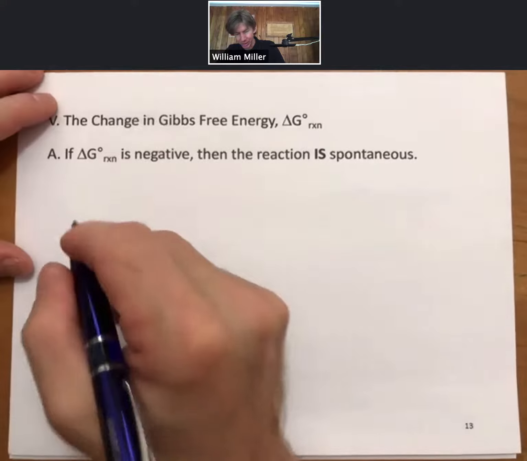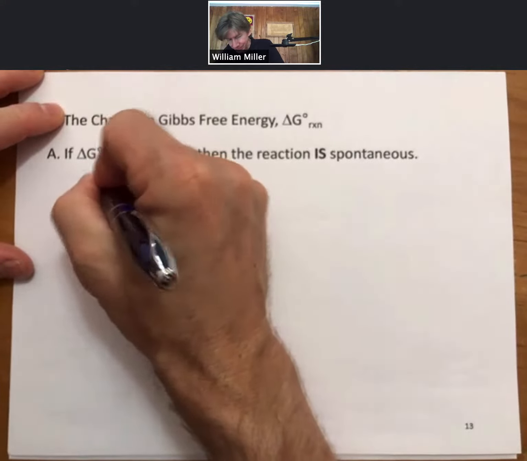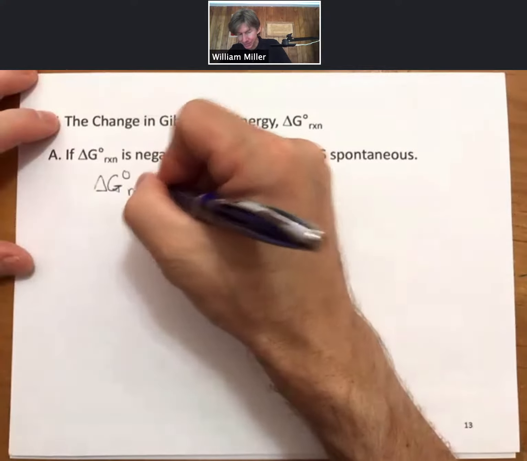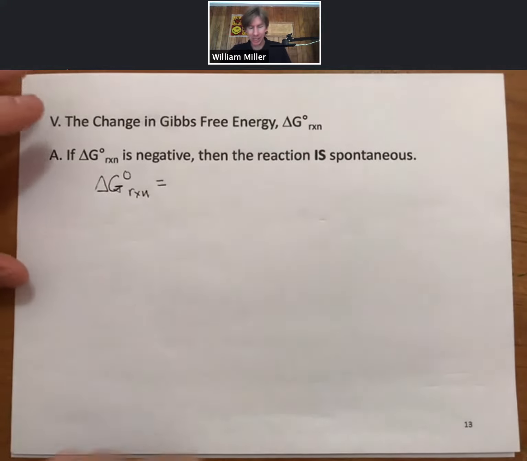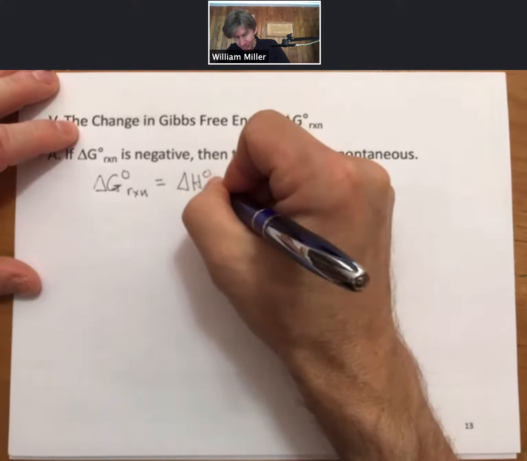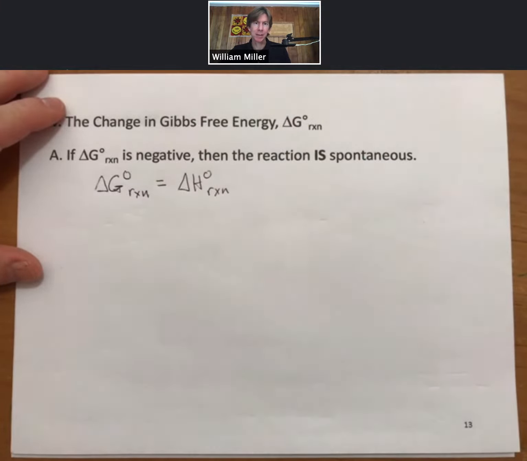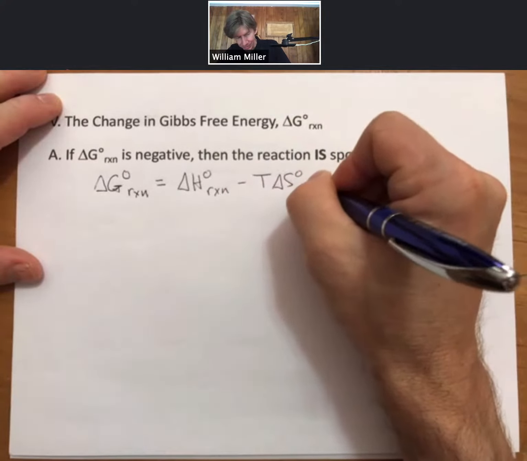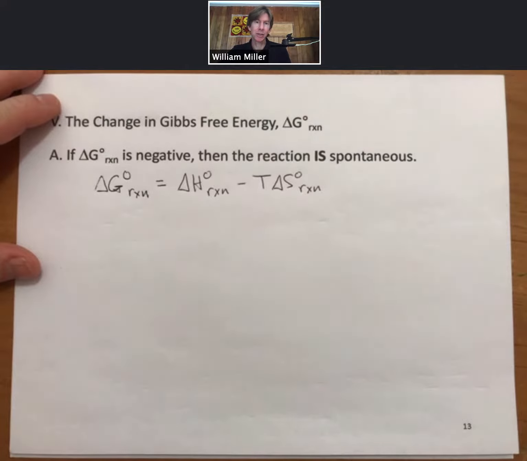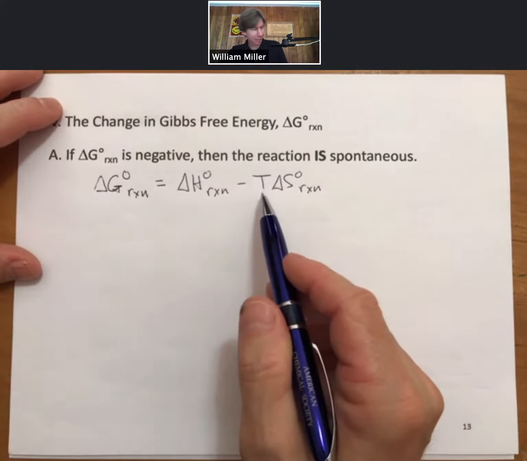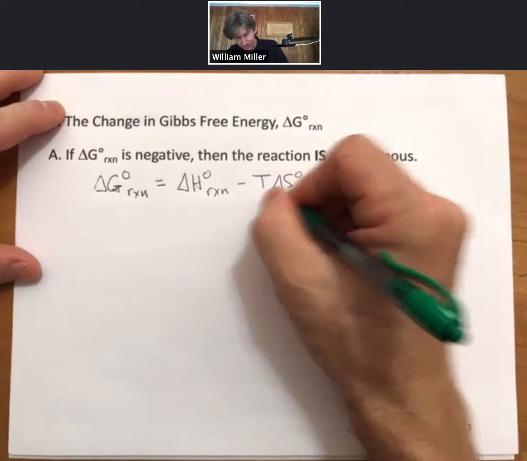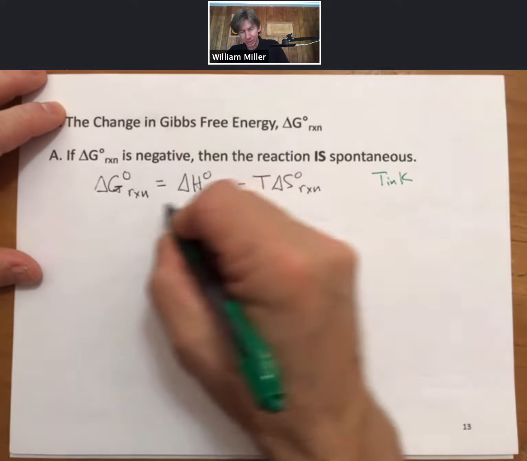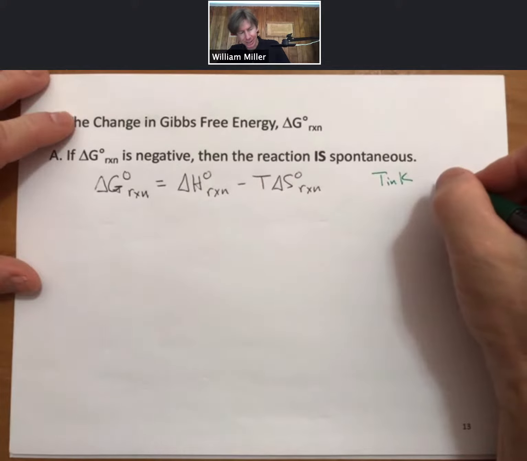Now, let's start with the one equation for delta G. Delta G naught reaction equals delta H naught reaction minus T delta S naught reaction. So this is temperature. Temperature has to be in Kelvin. T in Kelvin. And this equation is also true at constant temperature and pressure.